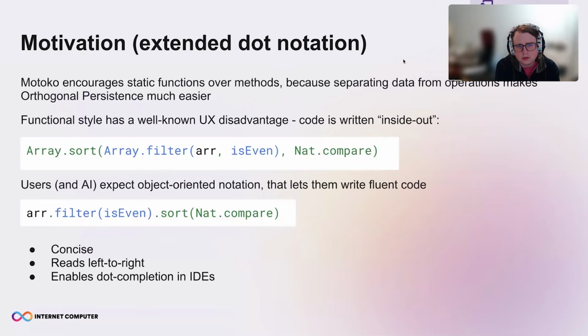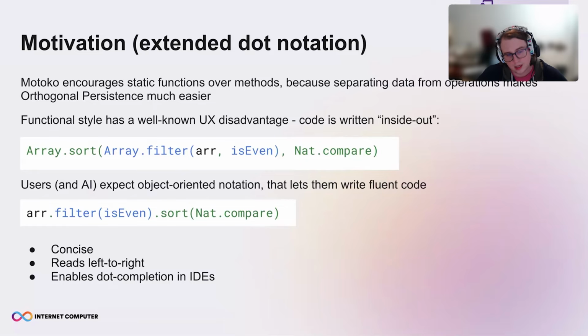So I'll start out talking about the extended dot notation. Motoko encourages static functions over methods, and that is primarily because if you separate the data from operations, it's a lot easier to do orthogonal persistence. But that means you write in this functional style, which has a well-known UX disadvantage, where you can see here it's kind of inside out. The initial piece of data, the array, is right there in the middle, and you have to read your way out.